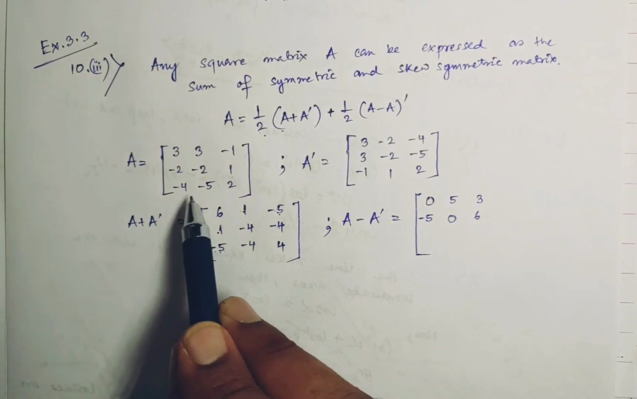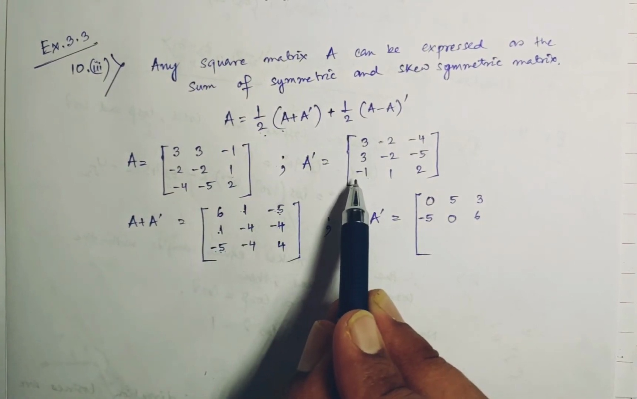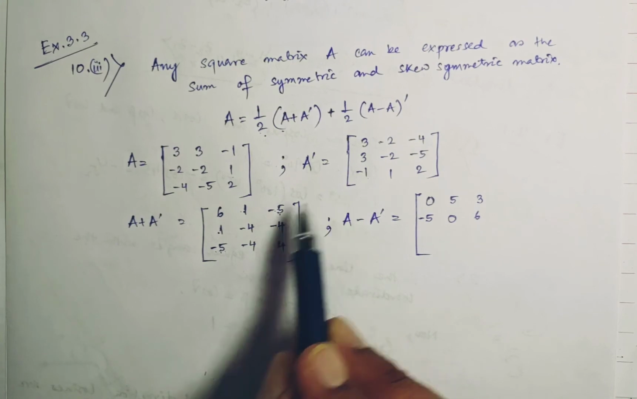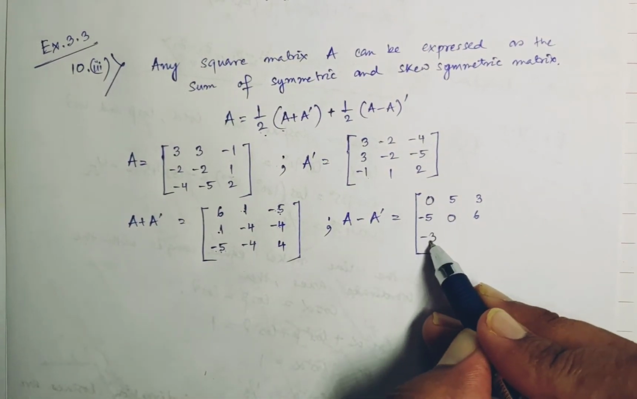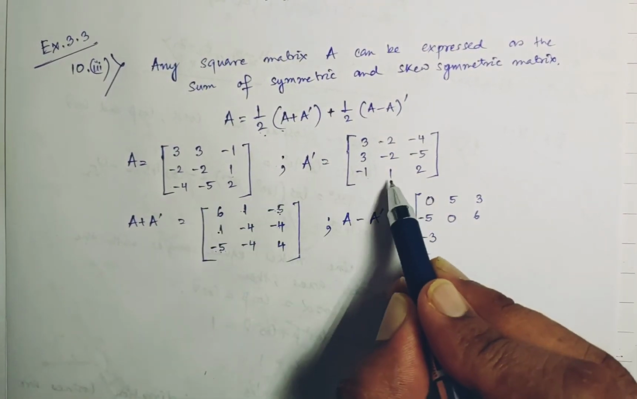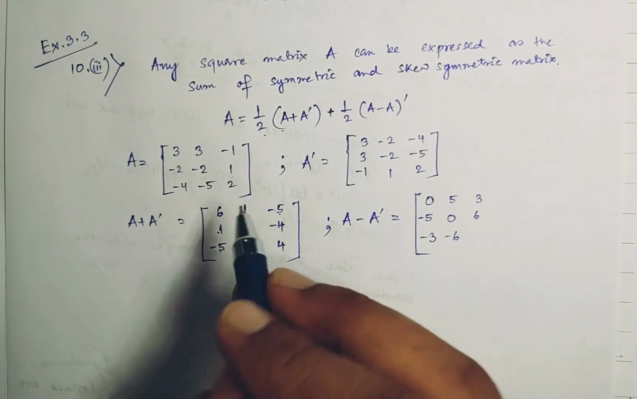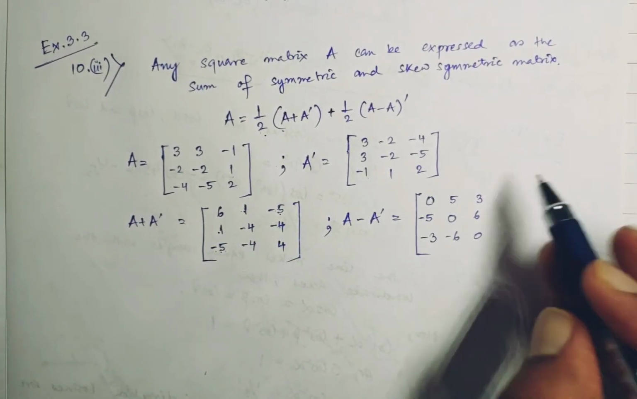So what do we have in here? Minus 4 minus of minus 1, that is minus 4 plus 1. So that is how much? Minus 3. Minus 5 minus 1, so that is how much? Minus 6. And 2 minus 2 is 0.